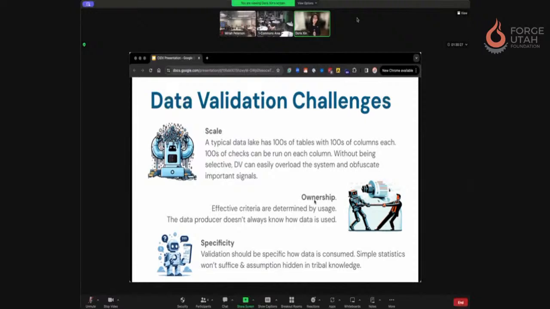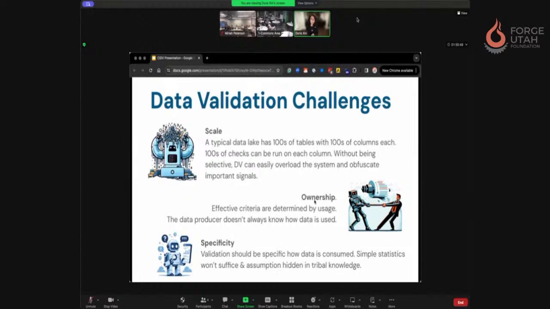So the biggest challenges in data validation today are kind of threefold. The first one is scale. For a typical data lake, you have hundreds of tables, and each of them has hundreds of columns, and you can have hundreds of different checks on each of these columns. So if we're not selective, we are looking at a dashboard that's constantly flashing red and green, and there's no way to make any sense of it.